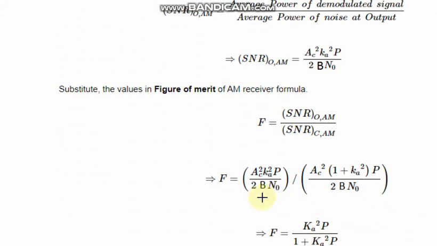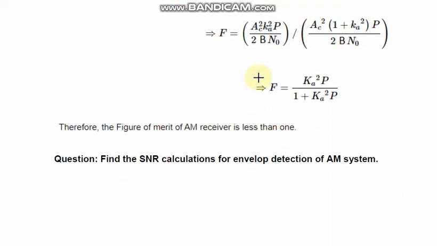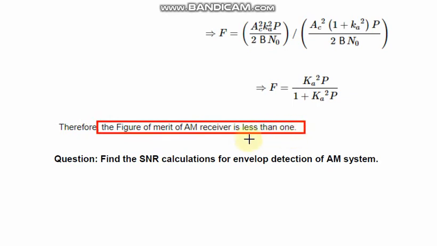Then you can watch that 2B0 will be cancelled, Ac square P will be cancelled, and finally what you will get, F is equal to Ka square P by 1 plus Ka square P. So what you will be able to understand is that here the denominator is greater than the numerator by a value of 1. Here 1 plus Ka square P over Ka square P. So this will give you the figure of merit for the AM receiver, which will be less than 1.